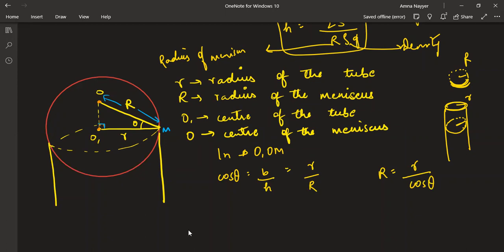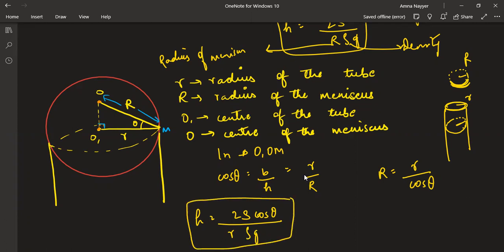Now let me substitute this value. 2S was there. 2S will be here as well. Instead of capital R, I'll write r by cos theta. Cos theta will go up. And what is left now? Rho g. This is the value of height of the liquid that will rise. Fine. Now this small r is not radius of meniscus. This is the radius of the tube.